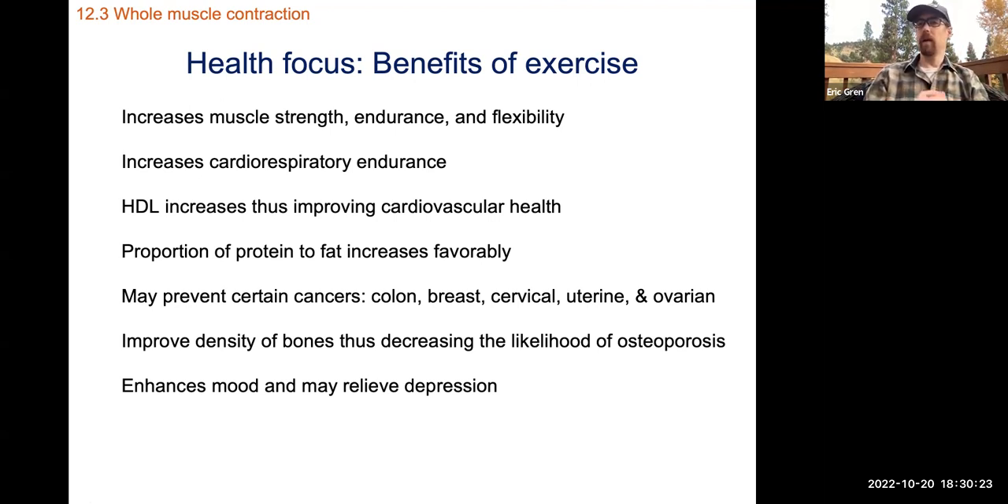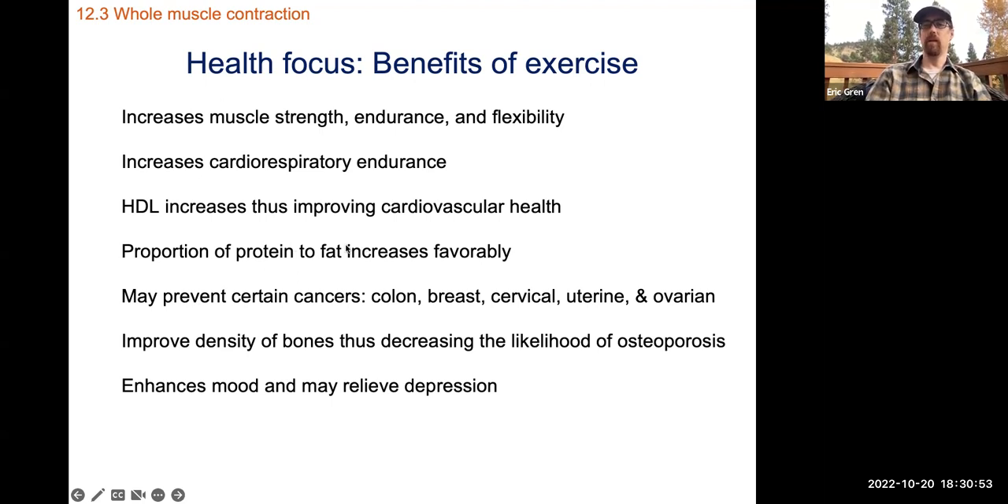HDL, by the way, is going to transport lipids to be burned. LDL transports lipids to be stored. And so you do want to store some lipids, you just don't want to store a lot of them. You'd rather see lots of lipids getting sent to be metabolized and burned off. So that's why we like to see higher levels of HDL compared to LDL. And that ratio improves as we exercise. We also see healthier ratios of protein to fat the more that we exercise.